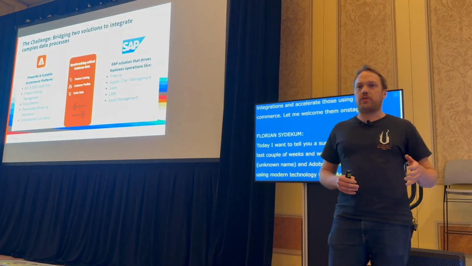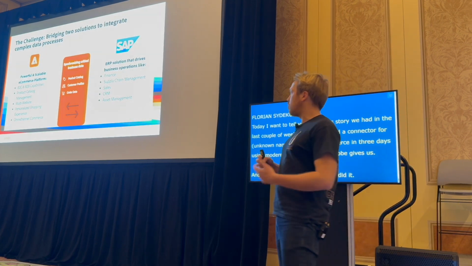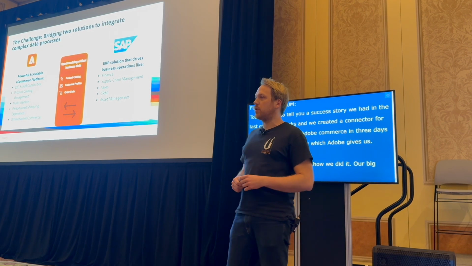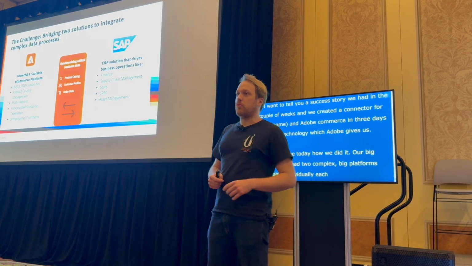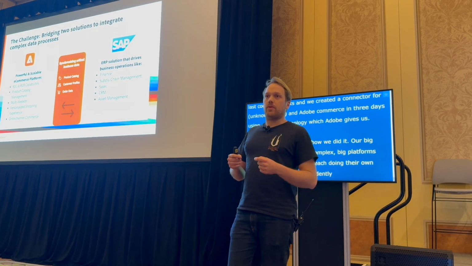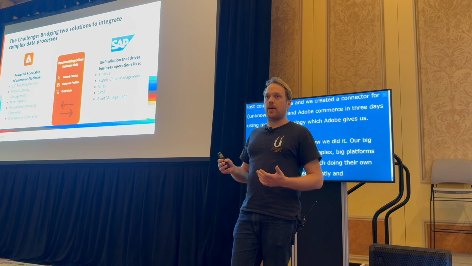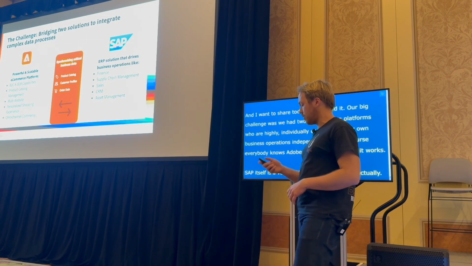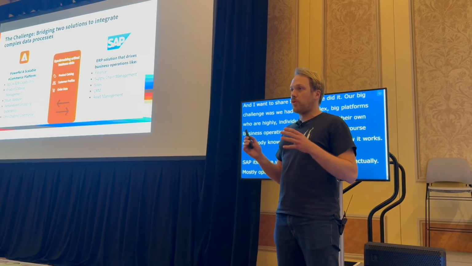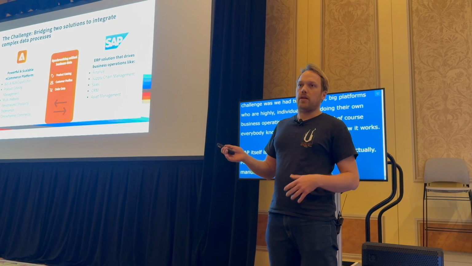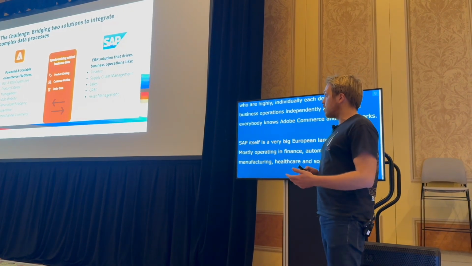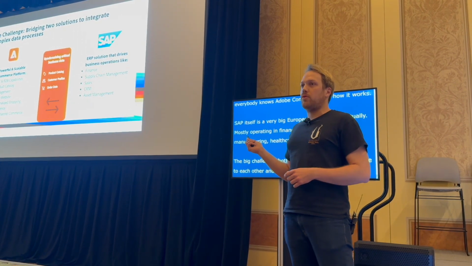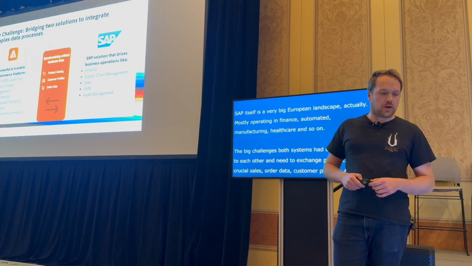So our big challenge was that we had two complex, big platforms, each highly individual and doing their own business operations independently. Everybody knows Adobe Commerce and how it works. SAP itself is a very big ERP landscape, mostly operating in finance, automotive, manufacturing, healthcare and so on. The big challenge was that both systems had to communicate with each other, right? They need to exchange product data, crucial sales order data, and customer profiles, and it has to be really scalable and fast.